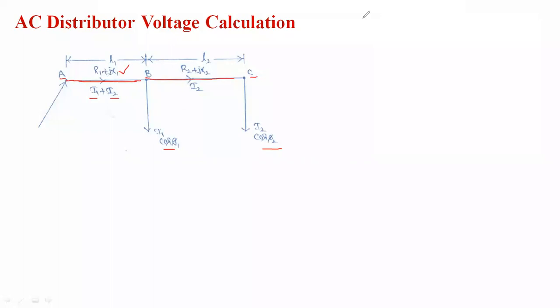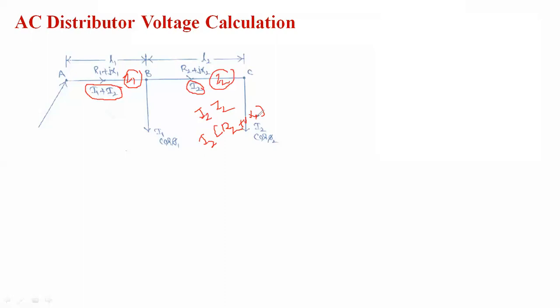Now what is the current flowing in the section BC? That is I2. And what about the current flowing in the section AB? I1 plus I2. What about the voltage drop in the section BC? The voltage drop in the section BC is I2 into impedance Z2, where Z1 is equal to R1 plus jX1 and Z2 equal to R2 plus jX2. That is I2 into Z2, the voltage drop in the section BC, where Z2 is R2 plus jX2.